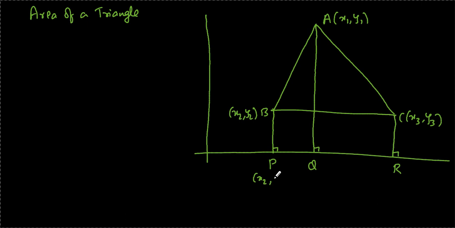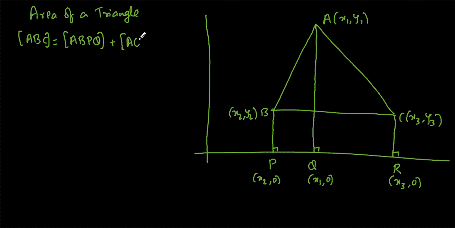Coordinates would be x2, 0, x1, 0 and x3, 0. We can write area of triangle ABC as area of quadrilateral ABPQ, that is this quadrilateral, plus area of quadrilateral AQRC. If we add these two quadrilaterals, we would get area of this entire diagram. So if we want the triangle, we need to subtract this quadrilateral, minus area of BPRC.